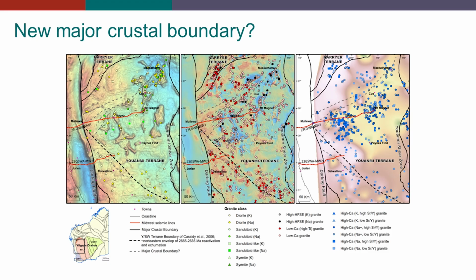And based on the geophysics, and on here I'm showing also all the dots, which are all granite geochemistry data, we can potentially interpret some major crustal boundary running in through here. Again, something that we would like to test when the line is processed.